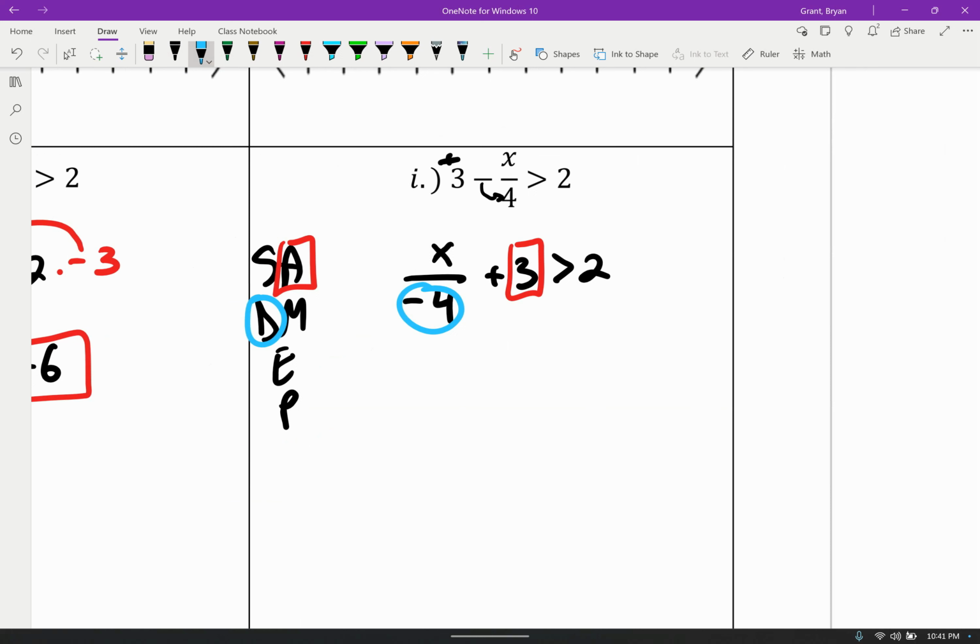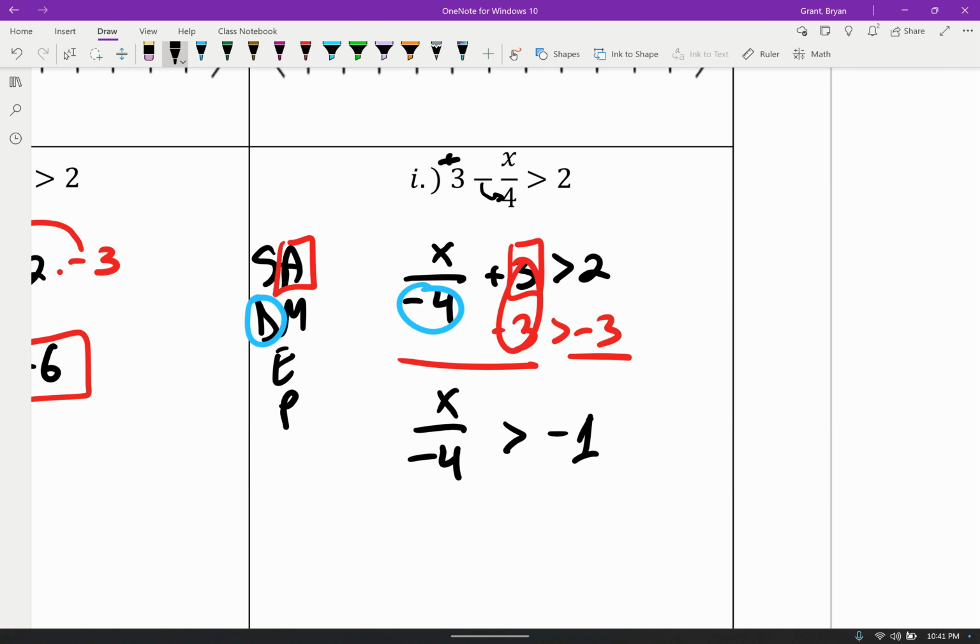Reading through SADMAP, we undo addition first. So let's subtract our 3 from each side. Leaves me with x divided by negative 4 is greater than, let's see, 2 minus 3 is negative 1. Last but not least, we undo division with multiplication.